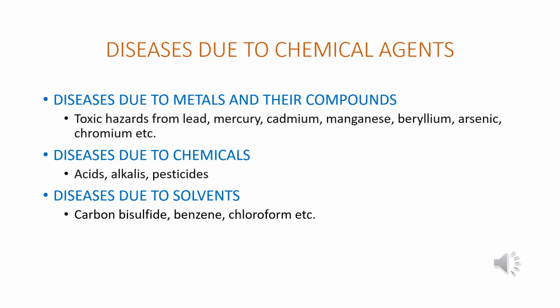Again, we are looking at some of the diseases or some of the potential hazards that arise due to certain chemical agents that are present in certain occupational environments. Diseases may occur due to metals and their compounds, for example, toxic hazards from lead, mercury, cadmium, manganese, beryllium, arsenic, chromium may occur. Diseases due to chemicals such as acids and alkalis or pesticides may occur, and diseases due to solvents, for example, carbon sulfides or benzene or chloroform may occur.